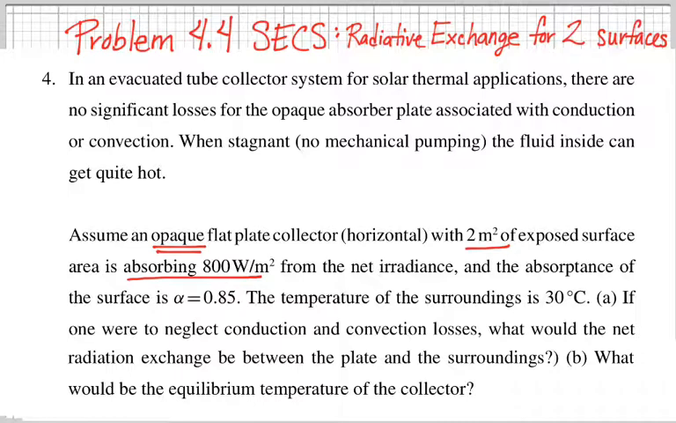So I'm just underlining a few aspects here. This is an opaque system. It's not transparent. The size of it and the irradiance we're getting. We've got information about the absorptance, alpha, and what the surrounding air temperature is. That's going to be important for radiative transfer. And we want to know about the net radiation exchange, Q, as well as the equilibrium temperature of the collector.